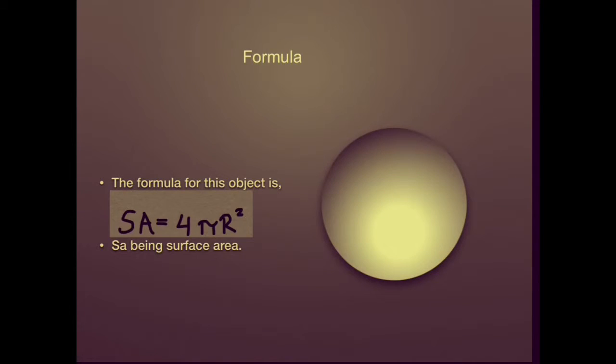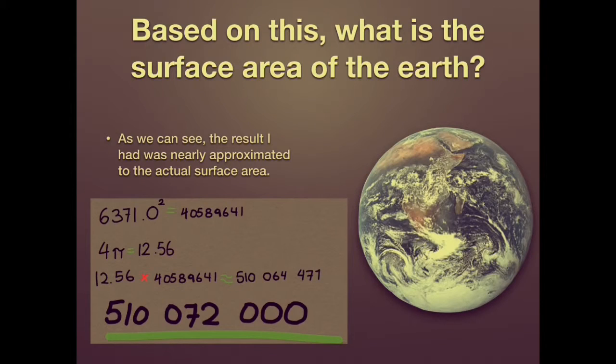Now I will explain the formula for getting the surface area of this object. The formula for getting the surface area of this object is surface area equals 4 times pi times R squared. Another example of a sphere is the Earth. And based on the equation we saw before, what is the surface area of the Earth?